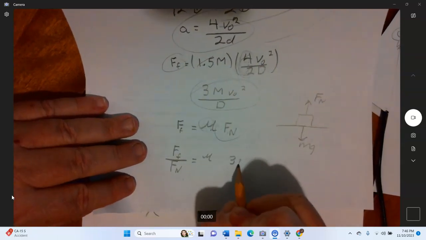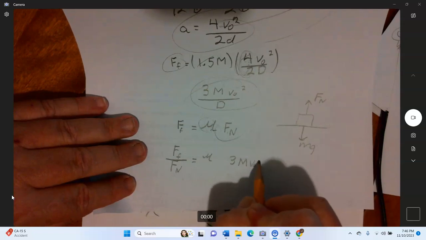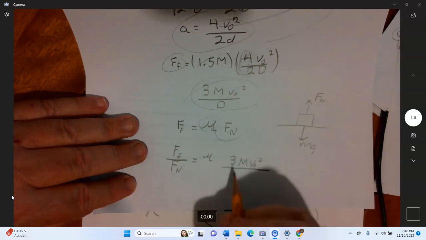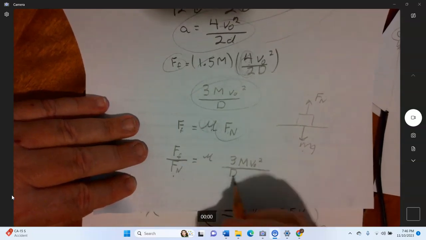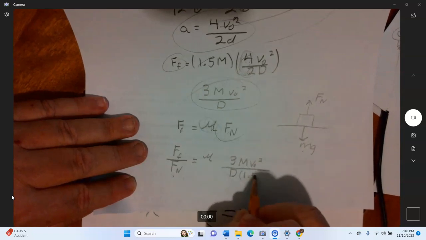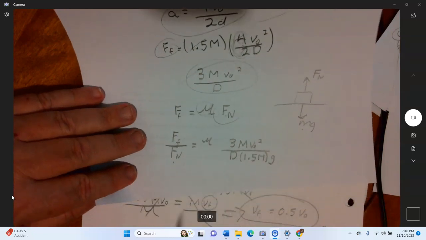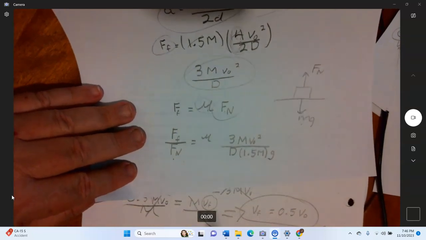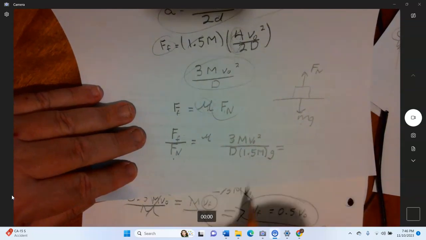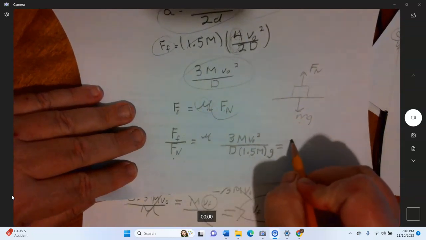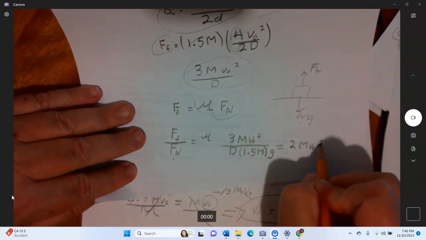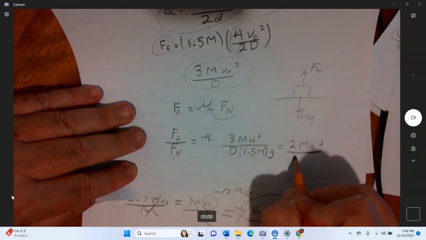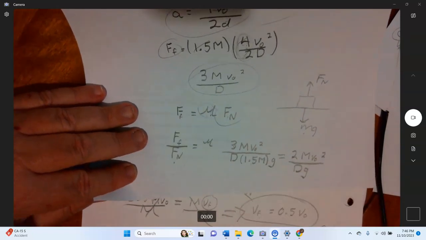It's 3mV0 squared over d. And now what's the normal force? It's the mass, which is 1.5 m, times gravitational acceleration. You don't have to call it 10, just g. Okay? Now simplify the numbers that you do have. 3 divided by 1.5 is 2 up on the top. m v0 squared over dg. Oops, I forgot to do something.